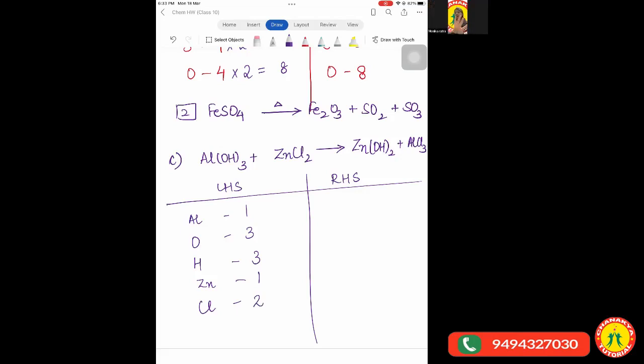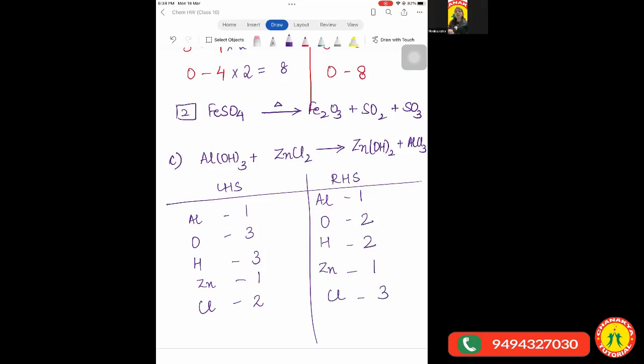I would like to ask Shayan. Shayan, can you tell me about the RHS? What atoms and how many are those? The atoms are aluminum, oxygen, hydrogen, zinc, and chlorine. Right, all the same atoms as in the LHS. Now tell me the numbers. Aluminum is 1, oxygen is 2, hydrogen is 2, zinc is 1, chlorine is 3. Correct.